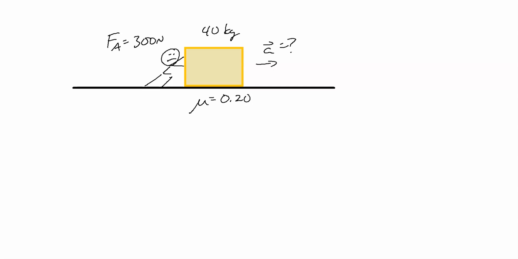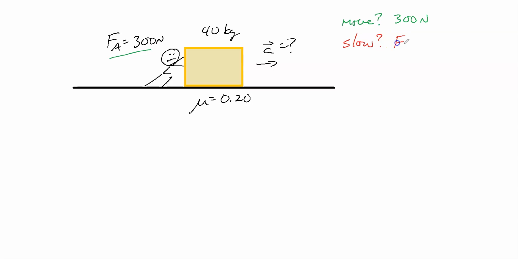So if I just go with what is trying to move the box, the only thing actually trying to move the box is the applied force of 300. So I've got 300 newtons trying to move the box. Okay, anything else? No, that's it. All right, so what's trying to slow down the box? Well, obviously friction is trying to slow down the box.